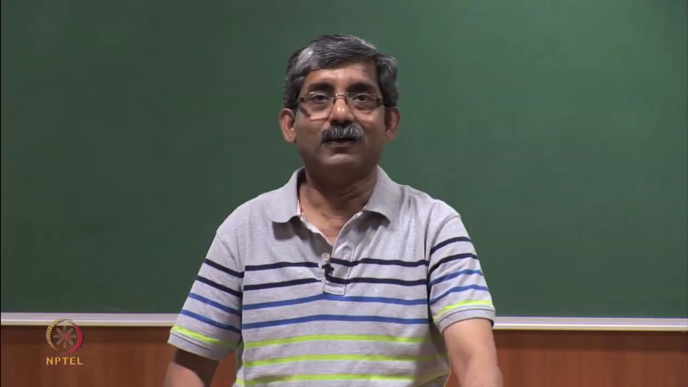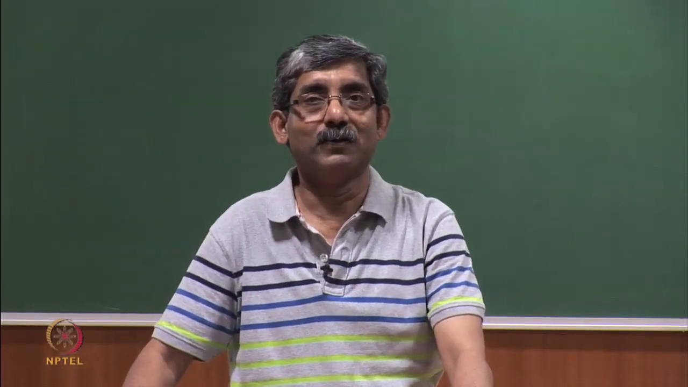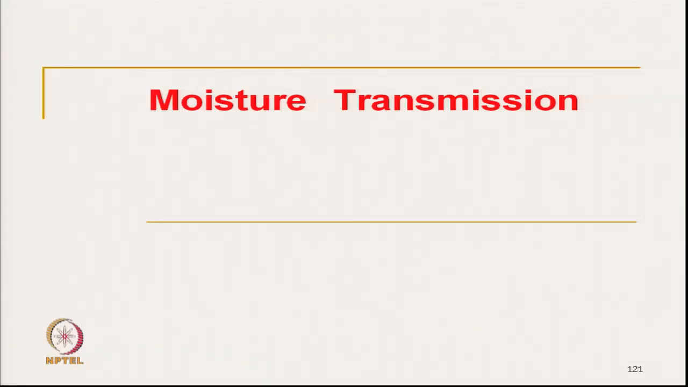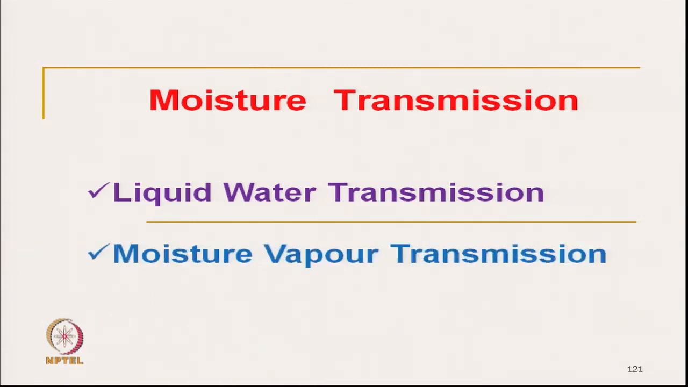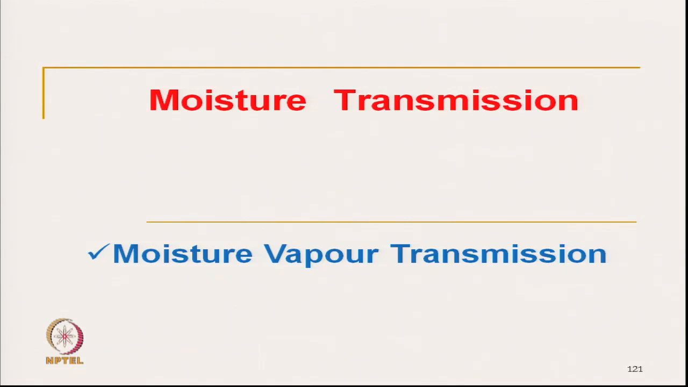Hello everyone, we are discussing moisture transmission related aspects of clothing comfort. We know that moisture transmission through textile material takes place in two forms. One is liquid water transmission, and the other is moisture in vapor form. Liquid water transmission we have discussed in detail in the last segment. In this segment we will discuss the moisture transmission in vapor form.